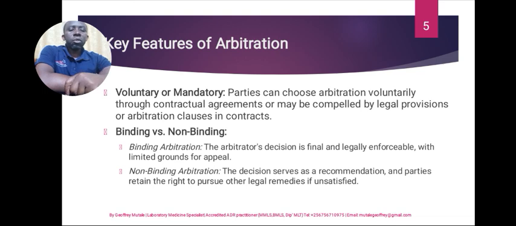Now, looking at the key features of arbitration. One, the arbitration process could be either voluntary, when two parties choose to have an arbitrator, or it could be mandatory, when it is decided by a court that these parties have to go for arbitration. It could be voluntary when the two conflicting or disputing parties agree to find an arbitrator, they make an agreement, or they may be compelled by legal provisions, like when it comes to mandatory. But in most cases, it should be voluntary, when the two conflicting parties agree to have an arbitrator.